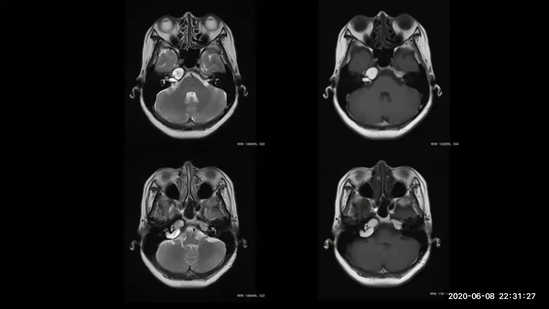This patient presented with sensorineural hearing loss. Okay, and what do you see? Acoustic neuroma, acoustic schwannoma.